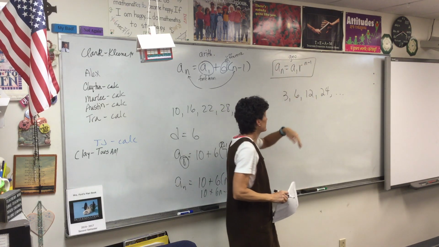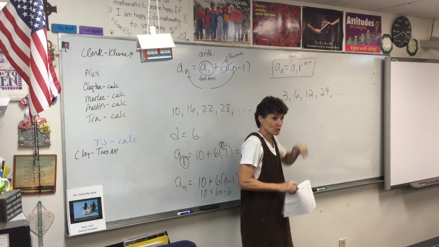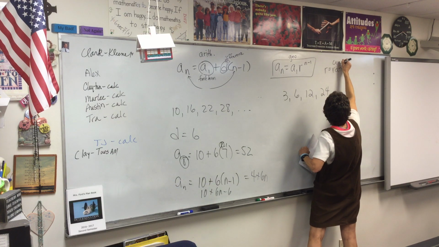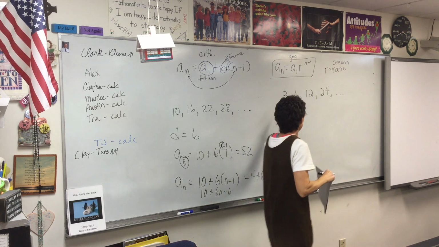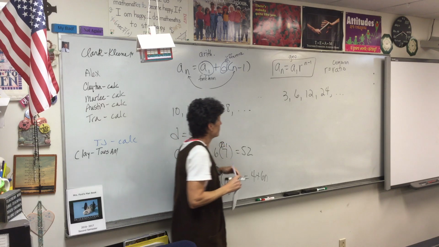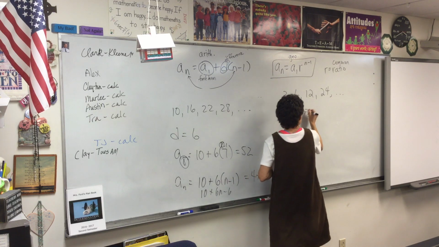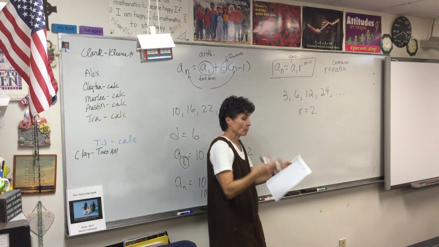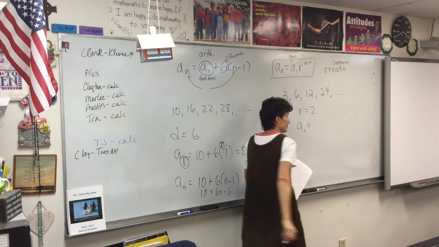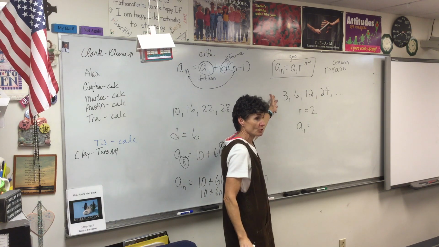Everything stands for the same thing, except we have an R, and R stands for the common ratio. And the common ratio is the number that we are multiplying by to get from term to term. Okay? So we're multiplying by what here? 2. So my ratio is 2. All right, so what did they ask me for? They asked me for the ratio. And then they asked me for the first term. Anybody that misses this is blind. What's the first term? 3.